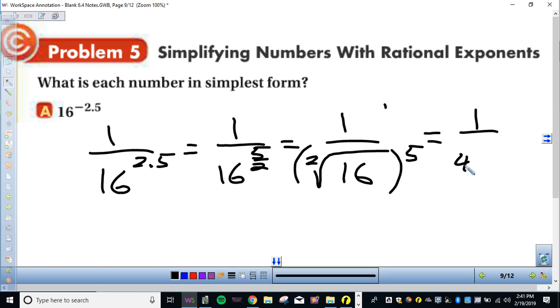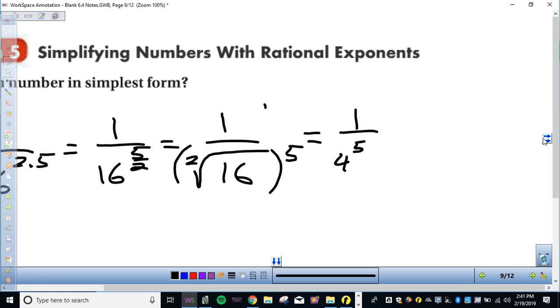So 1 over 4 to the 5th power. And everybody knows 4 to the 5th power is 1,024, right? I know, it's just off the tip of your tongue. So 1 over 1,024. This is the simplest form. If you leave it here, you lose a half point. Finish it, you get all the points. Okay?